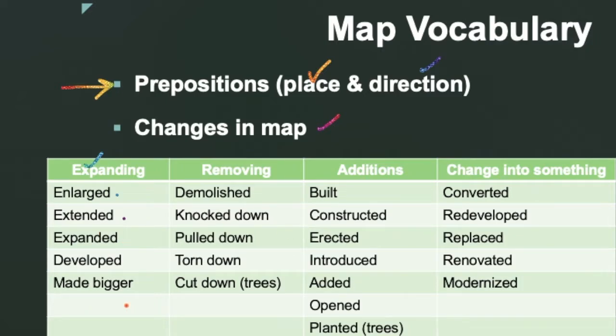These are just the verb forms that I've written over here. Expanded, developed, made bigger. For removal, you can use demolished, knocked down, pulled down, torn down. And in case of trees, you can say cut down. If trees are added, then you can say plantation of trees, or trees were planted, or forests were planted. If there is another addition like a building or some kind of facility that was opened, you can say built, constructed, erected, introduced, added, opened, etc. If something is changed from something to something, then you can say converted, redeveloped, replaced, renovated, modernized, etc.